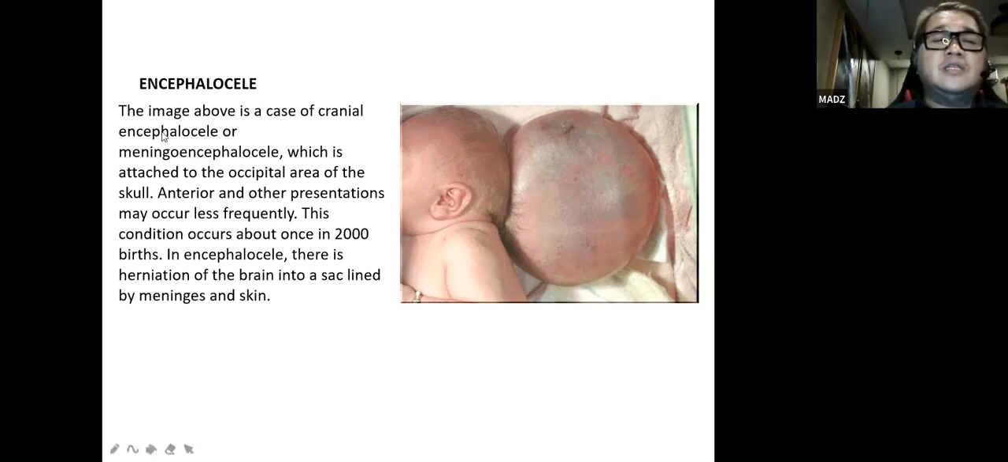Next is encephalocele. This image above is a case of a cranial encephalocele, or a meningoencephalocele, which is attached to the occipital area of the skull. Anterior or other presentations may occur, but are less frequent. You can also have an anterior meningoencephalocele or encephalocele. This condition occurs about once in 2,000 births, and in encephalocele there is herniation of the brain into a sac lined by the meninges and the skin. So, encephalocele.